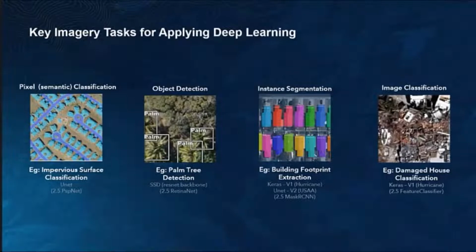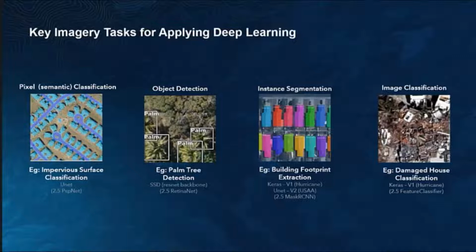And from a deep learning perspective, here are basically the 4 key imagery tasks that you can perform with deep learning in ArcGIS. So first of all, we have pixel classification, and in the world of machine learning, this is also known as semantic segmentation. This is basically the task of assigning unique values, class values on a per pixel basis. Then you have object detection, which is all about returning that minimal bounding box or minimal bounding polygon over objects of interest. Then you have instance segmentation.